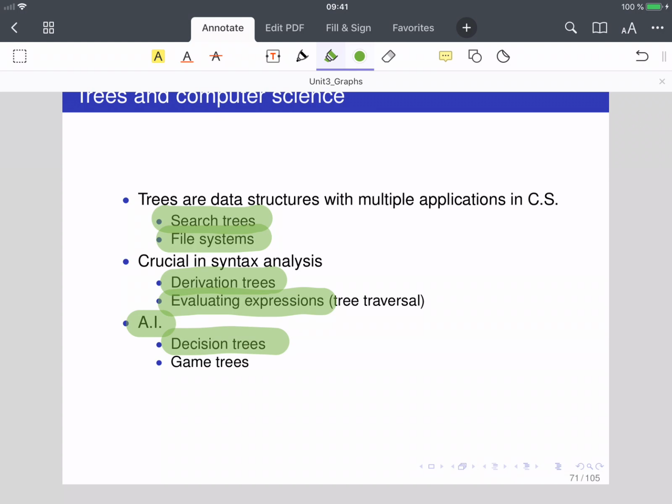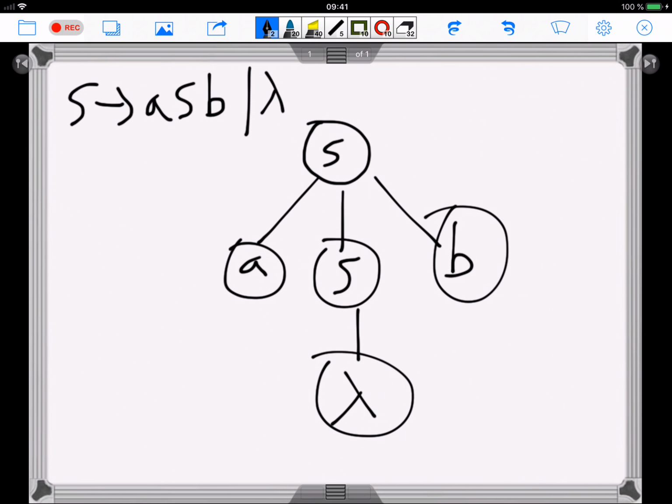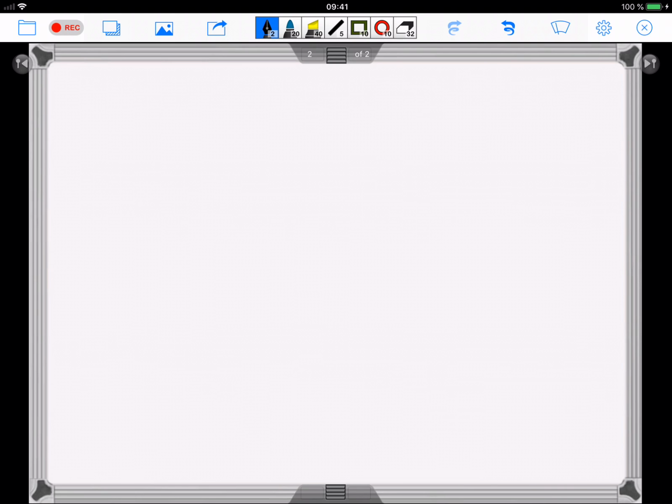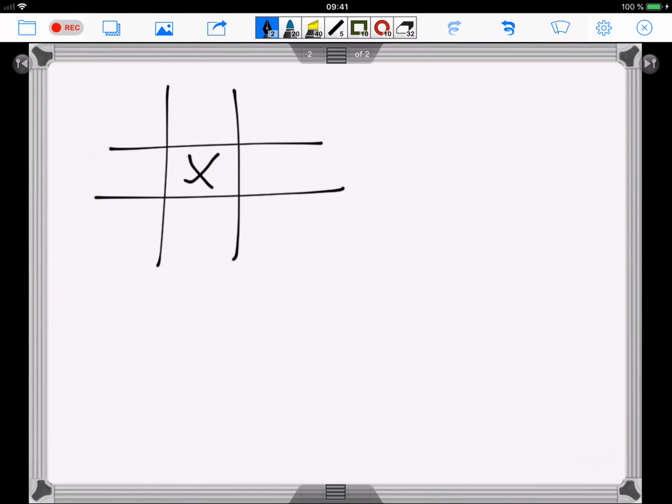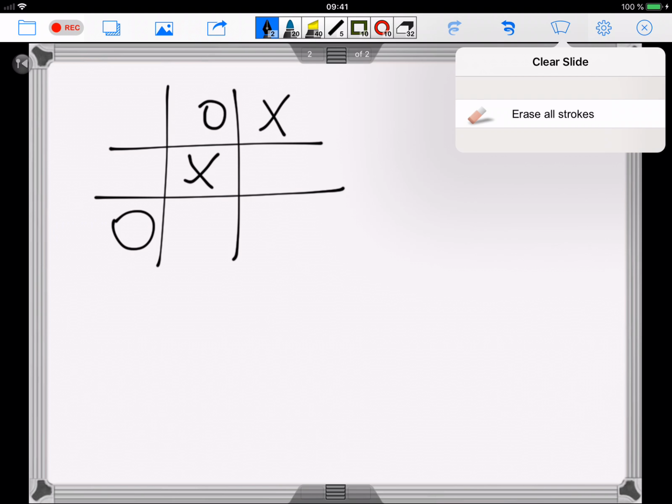And also, among many other different applications, you have game trees in artificial intelligence. So game trees are ways of representing the different situations in a game. Okay, so let me give you an example with a very simple game, the game of tic-tac-toe or three in a row. Okay, where you have to write different elements, crosses and circles, and try to get three elements in a row. I think all of you know about this game.